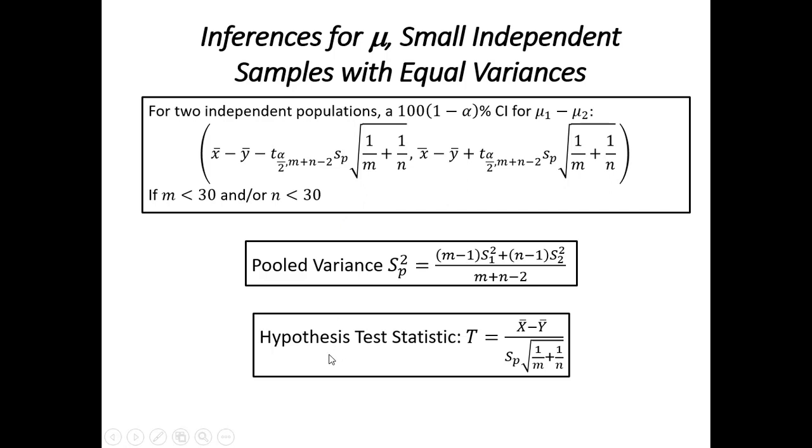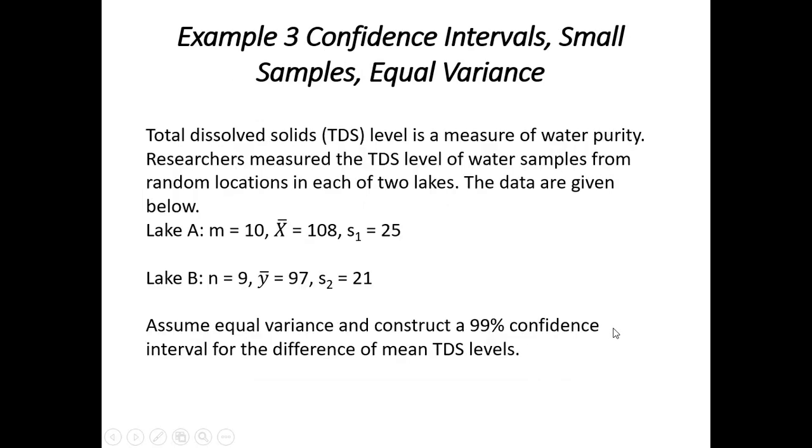When running a hypothesis test, notice the test statistic. We have the difference in the sample means in the numerator. In the denominator, you have the pooled standard deviation times the square root 1 over m plus 1 over n. All right, let's take a look at an example.